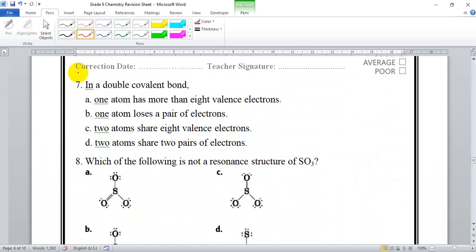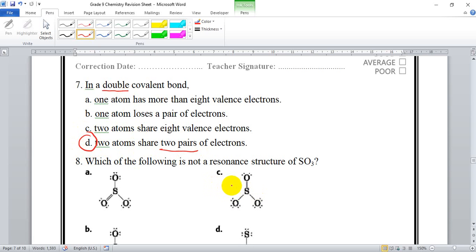Number 7. In double covalent bonds, one atom has more than 8 valence electrons, one atom loses a pair of electrons, 2 atoms share 8 valence electrons, or 2 atoms share 2 pairs of electrons. Double covalent means each atom shares 2, so the 2 atoms share 2 pairs, 4 electrons.